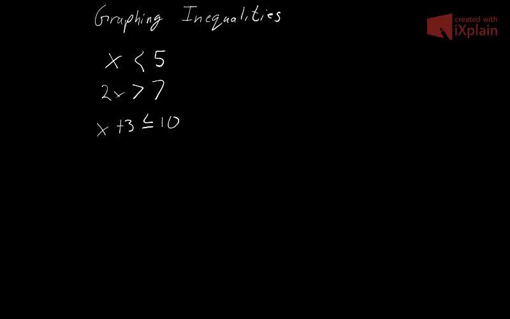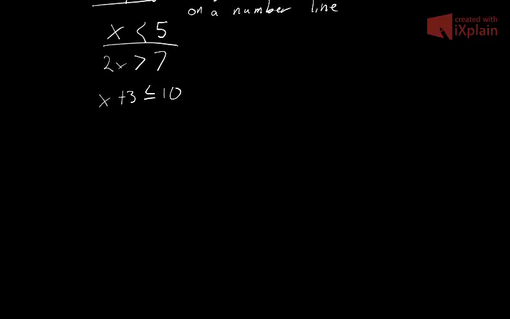So what we're going to do today is learn how to graph them, and when we do that, we're going to use a number line. We're going to jump right in, and I'm going to show you an example, and then we'll talk about how it works a little bit. My first example is going to be x is less than 5.